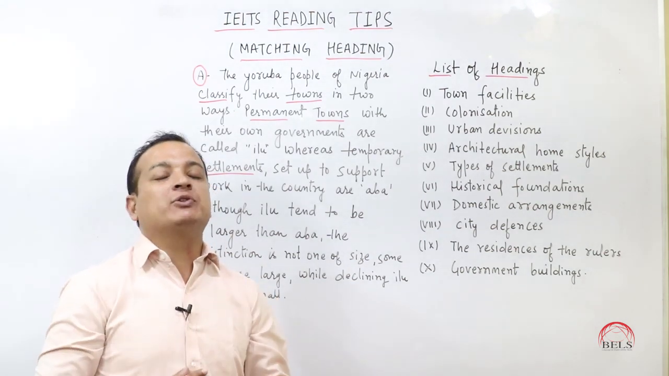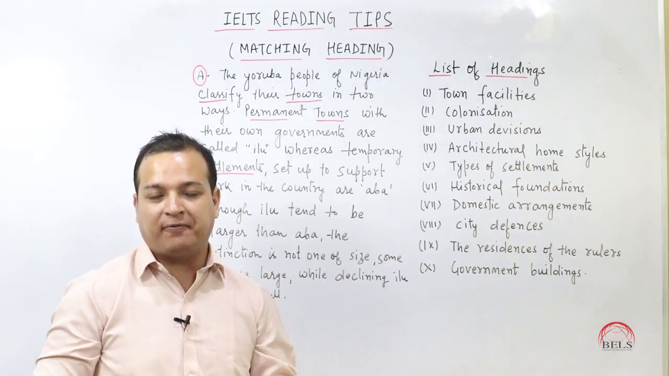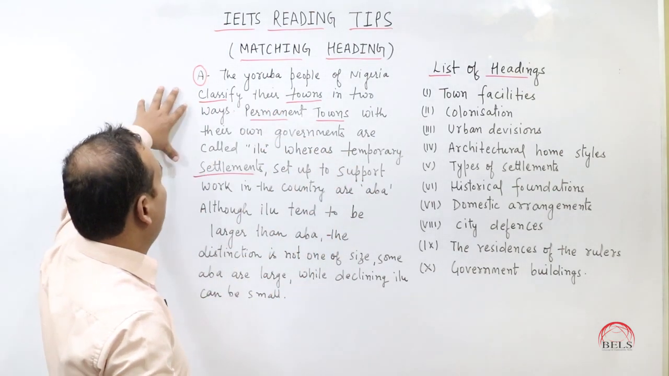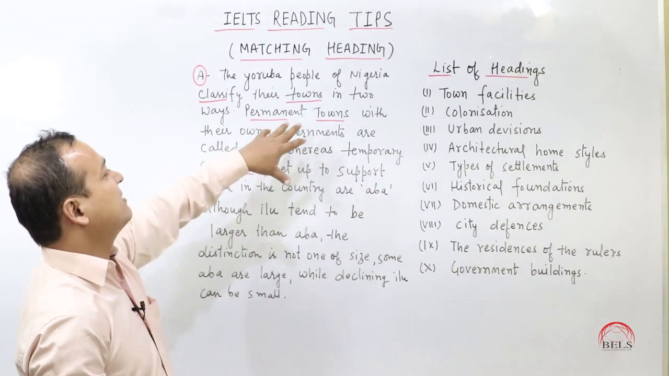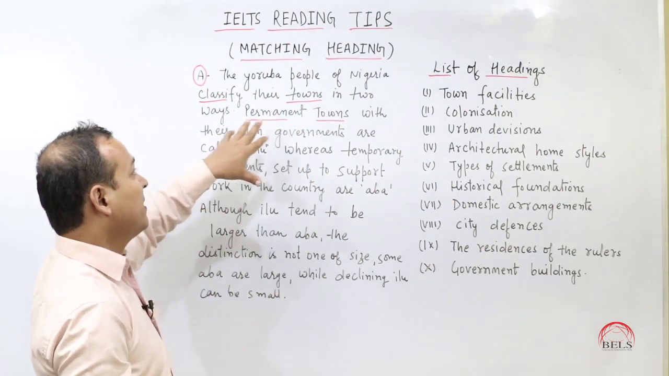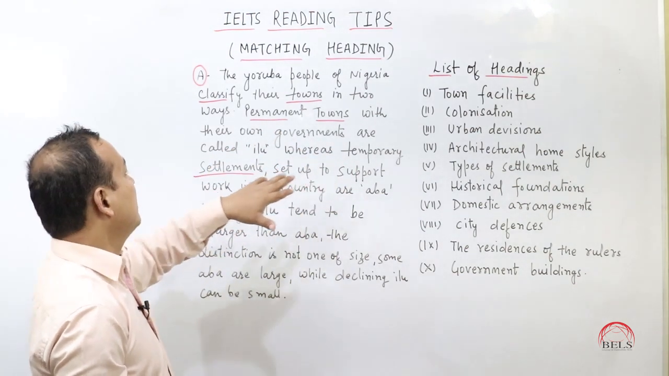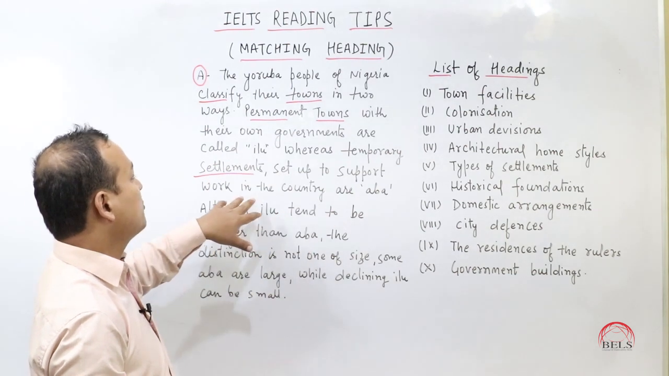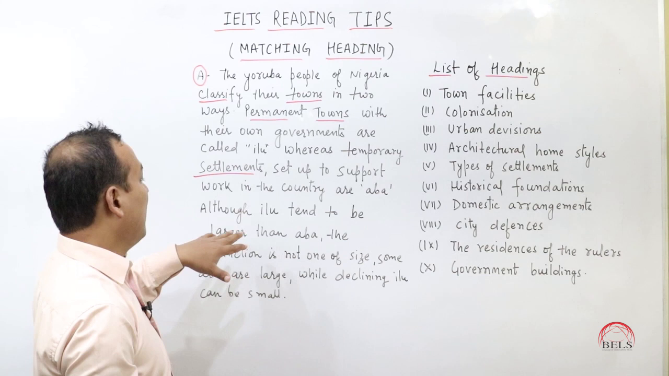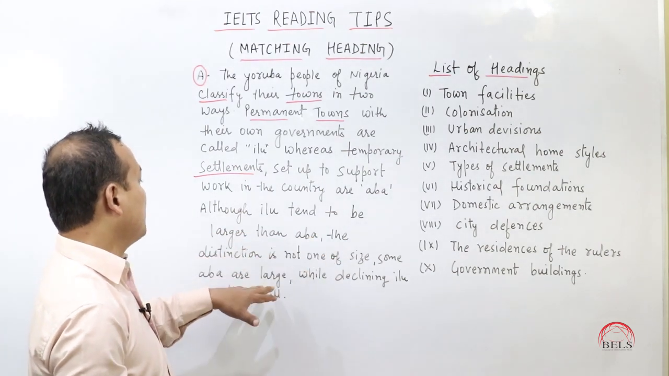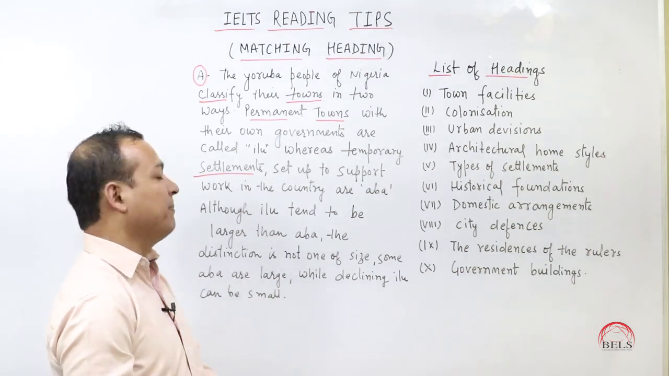Now I'm going to tell you how to find the headings and how to match them with the paragraph. Now you can see there is a paragraph here. The Yoruba people of Nigeria classify their towns in two ways. Permanent towns with their own governments are called Ilu, whereas temporary settlements set up to support work in the country are Eba. Although Ilu tend to be larger than Eba, the distinction is not one of size. Some Eba are large, while declining Ilu can be small.